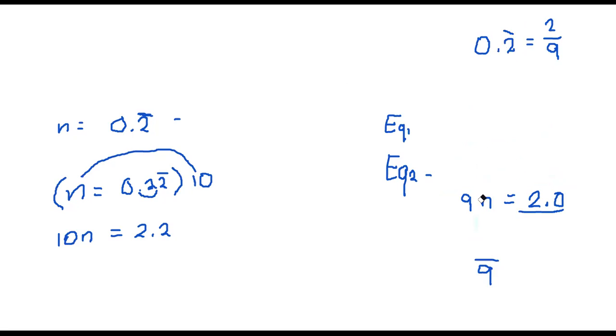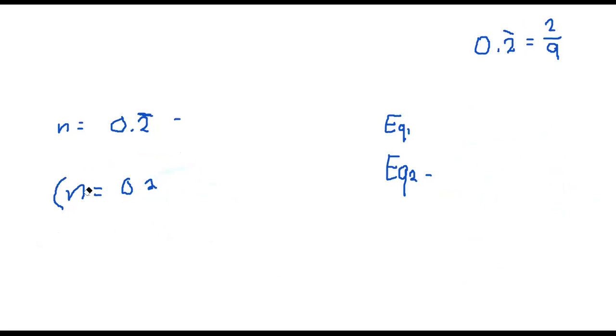Hindi ko naburahin to kasi magagamit din naman natin. So, n is equal to 0.33. And the 2 threes has a bar. So, yung 2, 3 yung merong bar. Okay? So, unang equation natin, n is equal to 0.33. Yung pinaka-given na natin, diba?